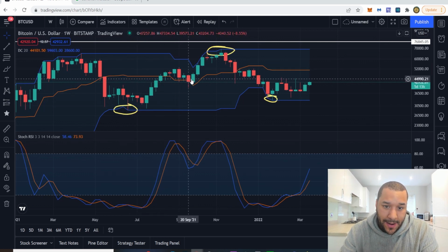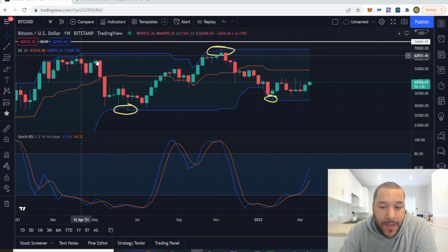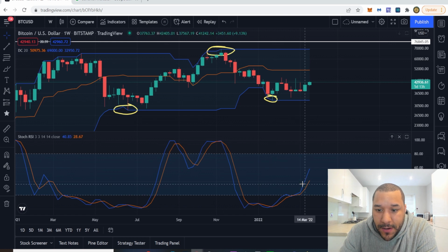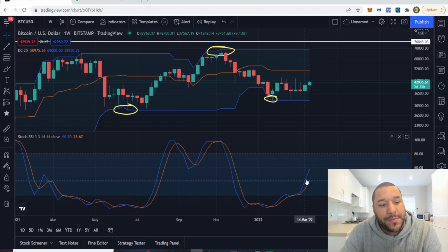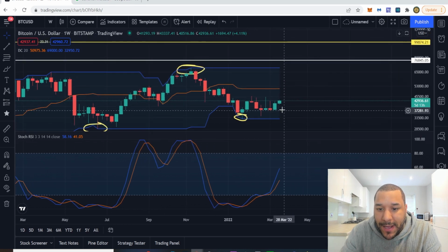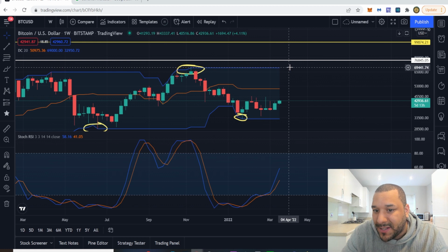It broke this orange line. We picked up and hit a new all-time high from last April. So this could very well do the same thing. The reversal's coming up, the momentum's coming up on the stochastic RSI. The price action looks to be coming up. It could come to 50K if it breaks it.